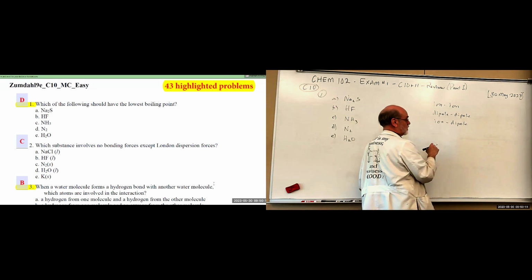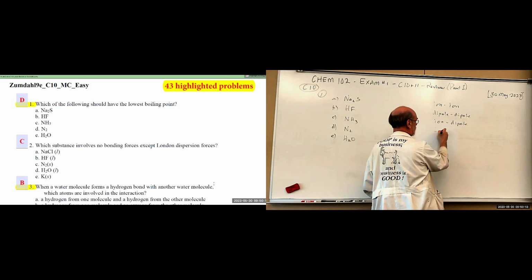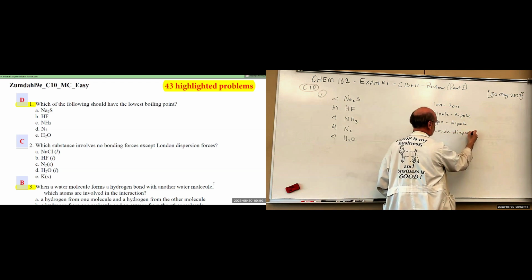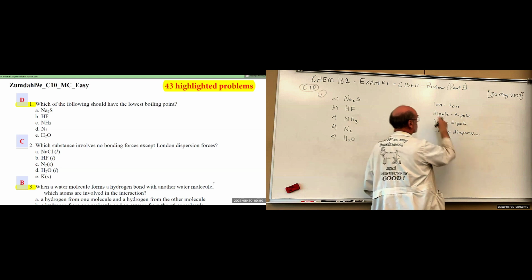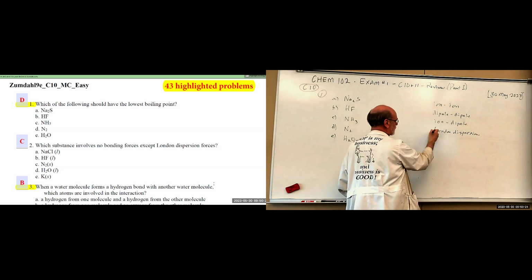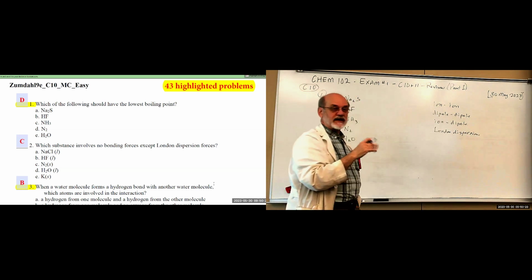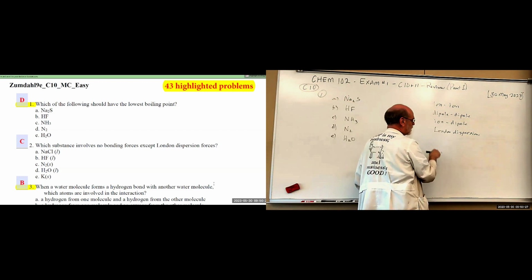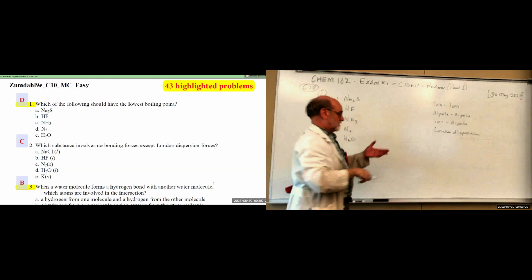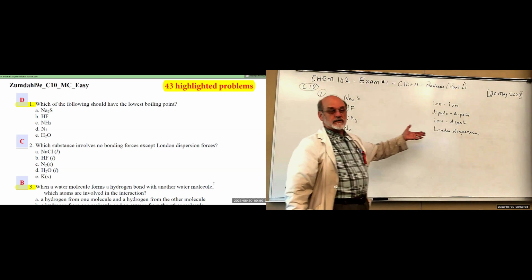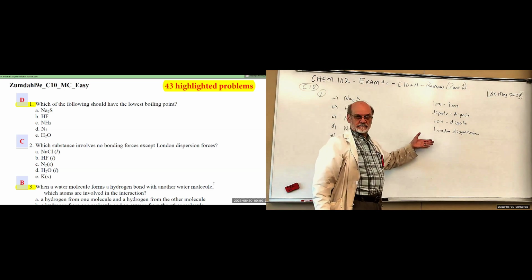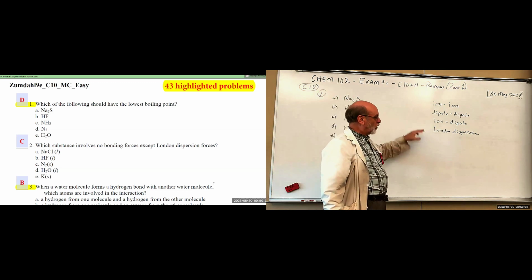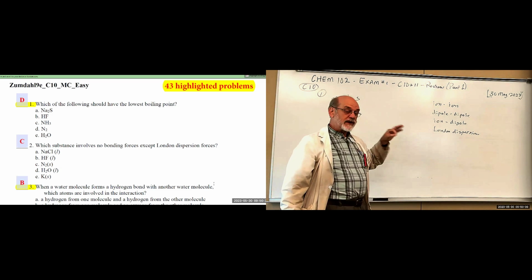And then what's left over? Right, we have London dispersion forces. And this is strongest to weakest. So we want something with the weakest intermolecular force. Well, London dispersion forces are always there. It doesn't matter what the molecule is. London dispersions are always there. It's just that they're so weak.